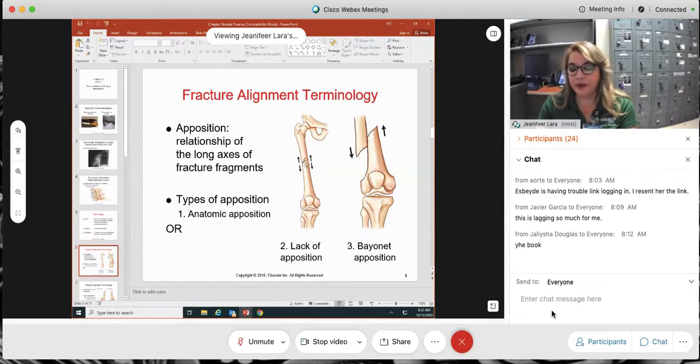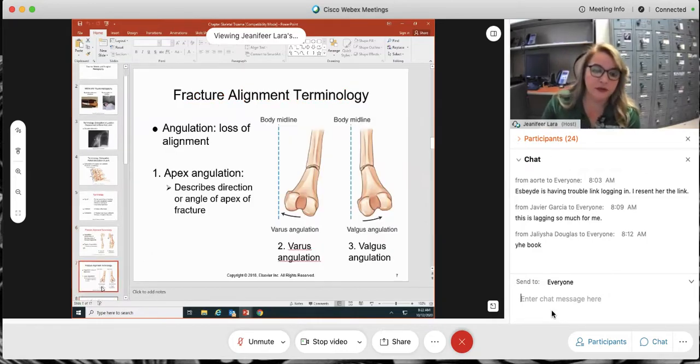Anatomic, meaning that they are aligned, the fragments are together, in the same original plane as they were. The lack of apposition means that they're no longer aligned in the same way, but only by a little bit. Bayonet means that they are completely not aligned, but the fragments are in contact with each other. Got it? Questions?